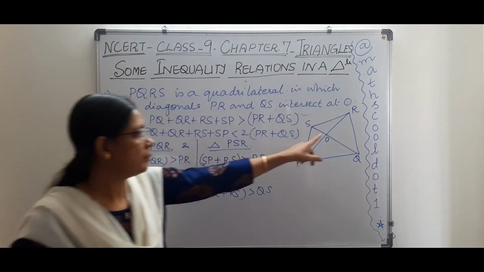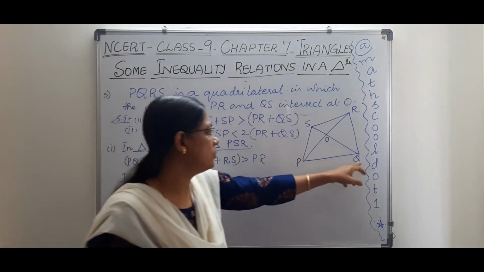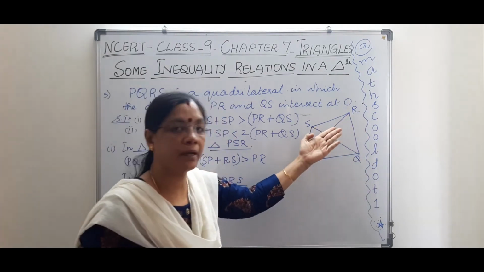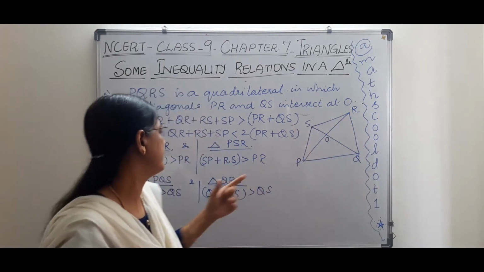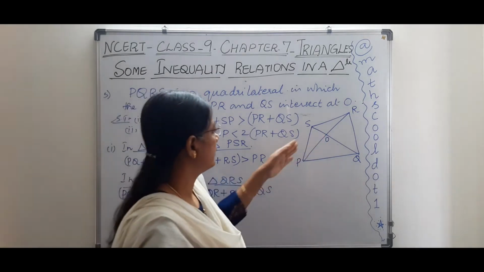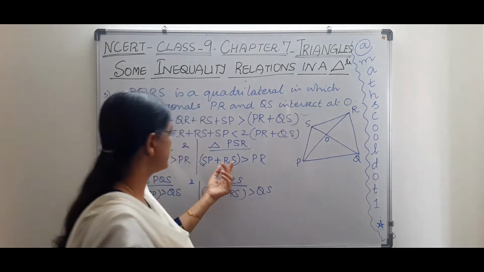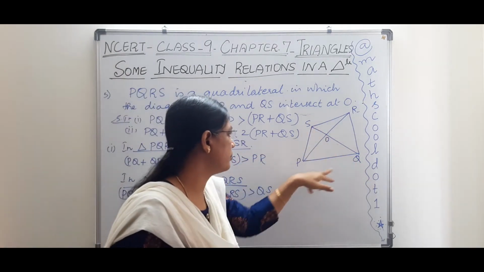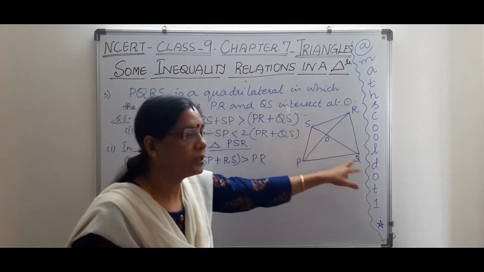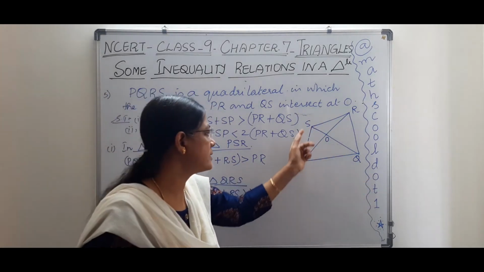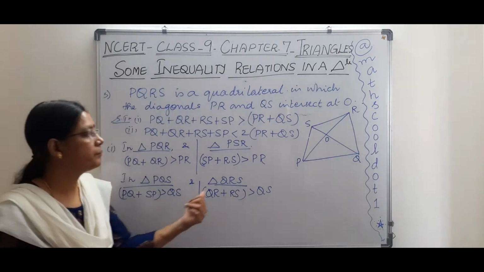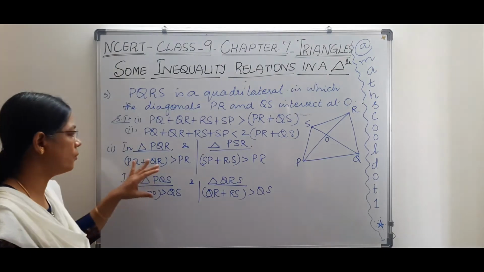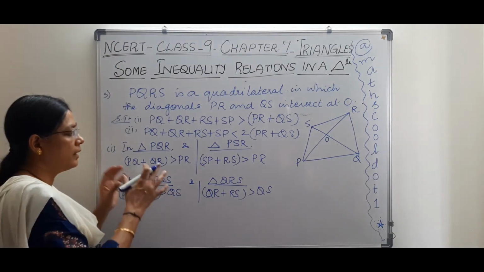For the diagonal PR, we have PQ plus QR greater than PR. So this is the triangle PQR. The sum of two sides will be greater than the third side. So PQ plus QR will be greater than PR, and SP plus RS is greater than PR. Next, with respect to QS, we have the triangles PQS and QRS. Now with respect to these triangles, PQ plus SP will be greater than QS. Likewise, QR plus RS will be greater than QS. Okay, so now we have four relations and let us sum them up.